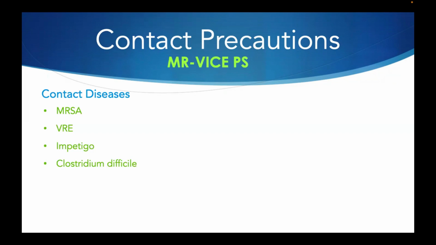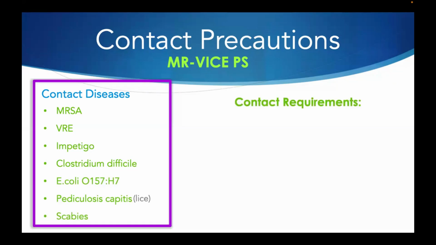What does the E stand for? E. coli 0157. What does the P stand for? Pediculosis capitis. And what is the other name for pediculosis capitis? Lice. Very good. What does the S stand for? Scabies.